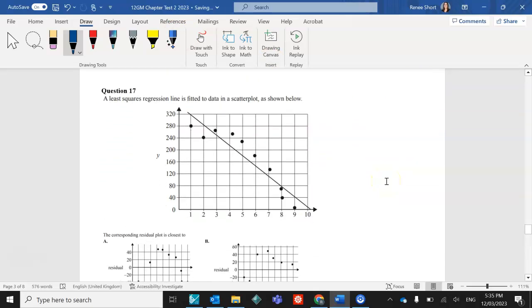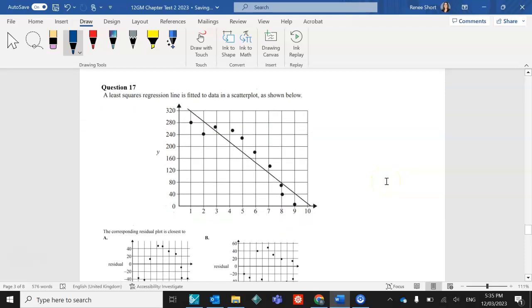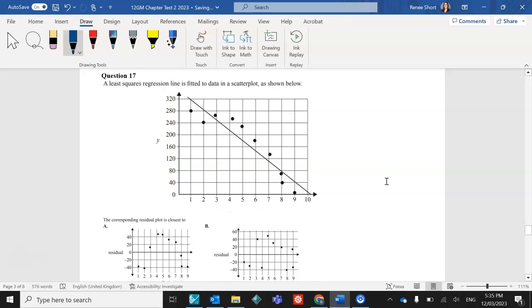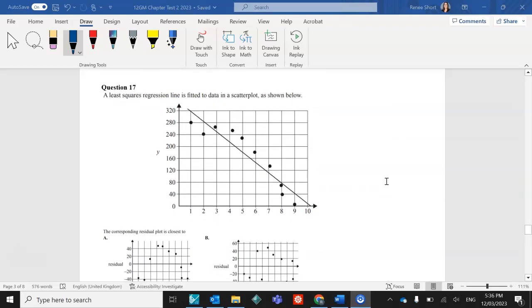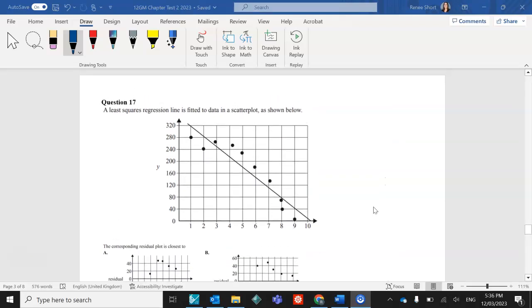Question 17 here now has a least squares regression line, and we can see it there. We can see we've got a negative slope, and it wants us to find the corresponding residual plot. Now, if we look at the original scatter plot, remember with a residual plot, my x-axis here, my EV, will be the EV for the residual plot. And then all of these little positive and negative values will be measured, and they go onto my residual plot.